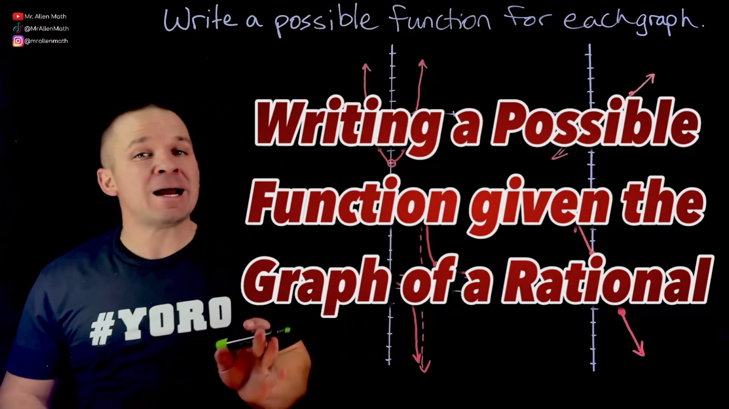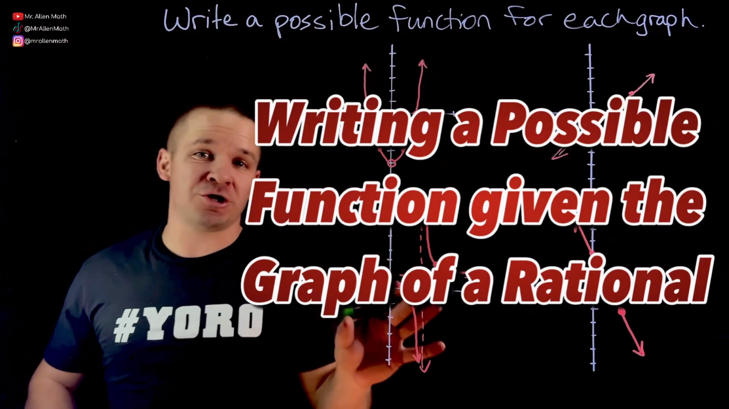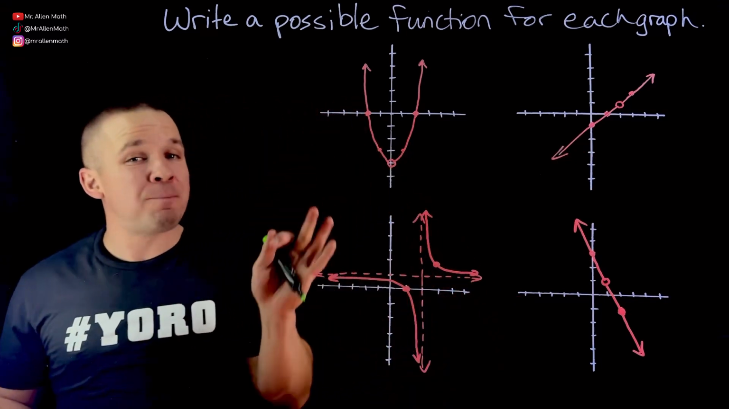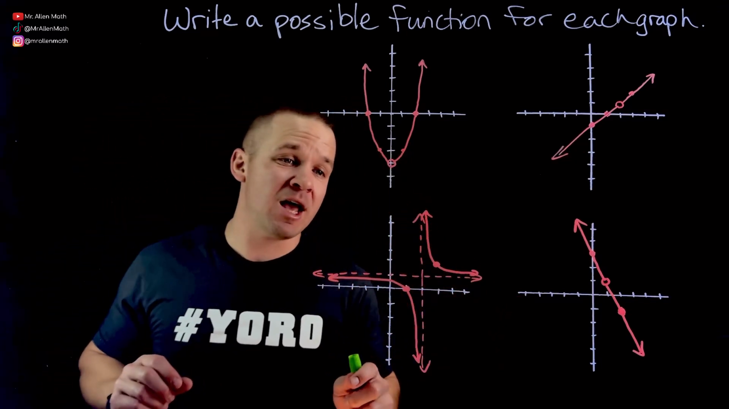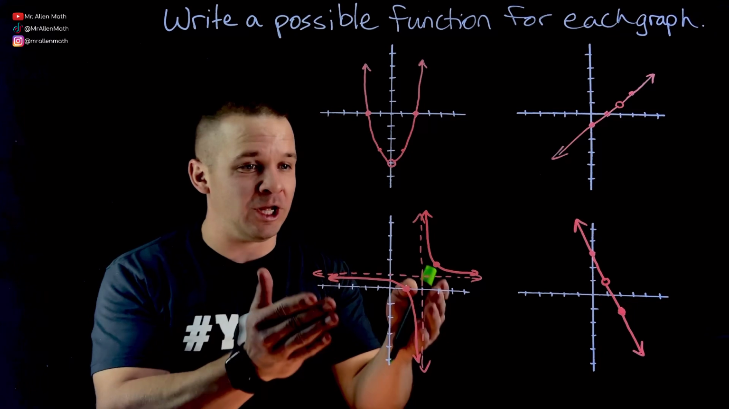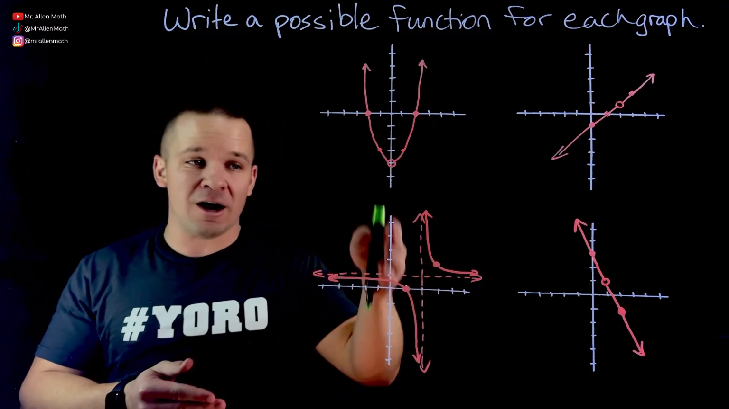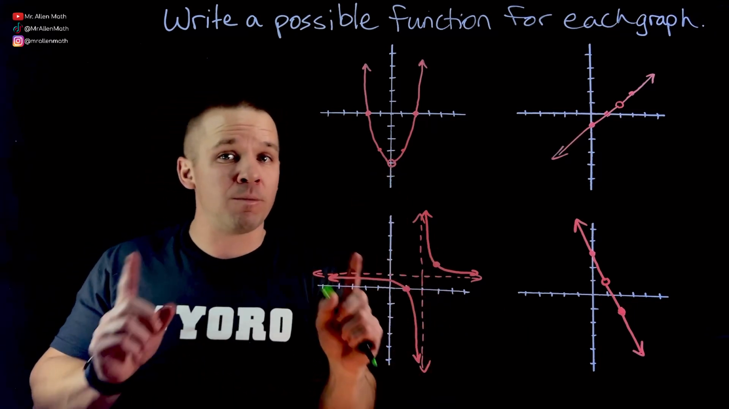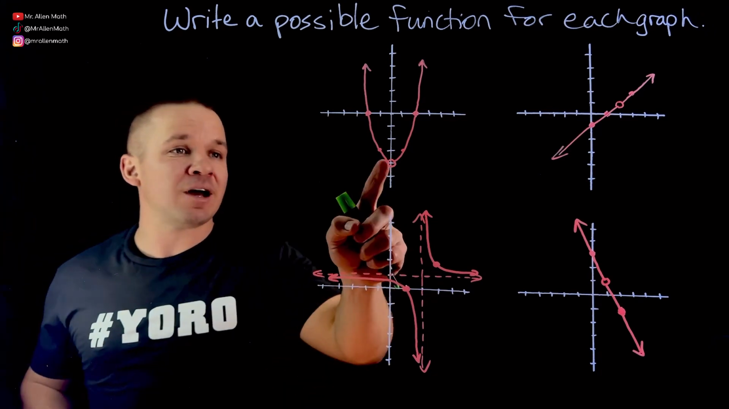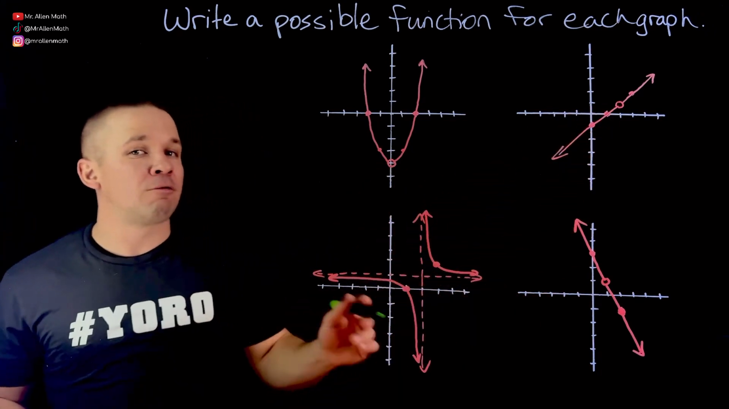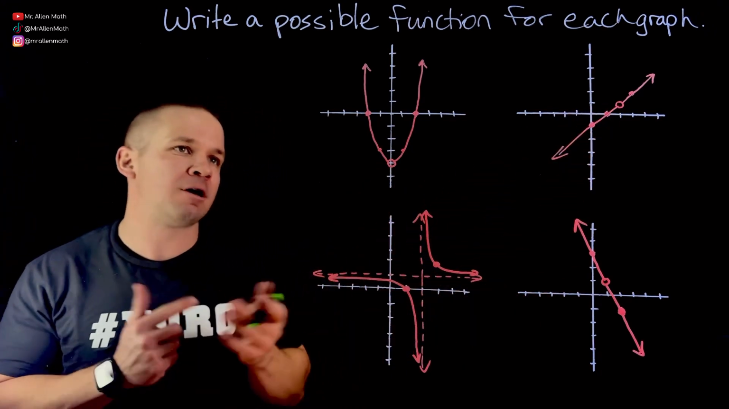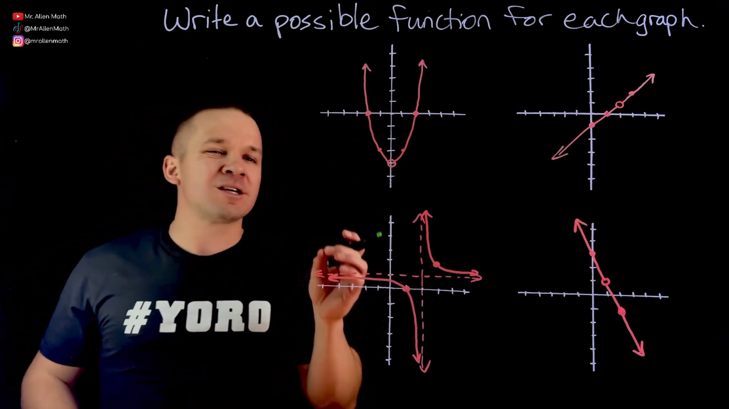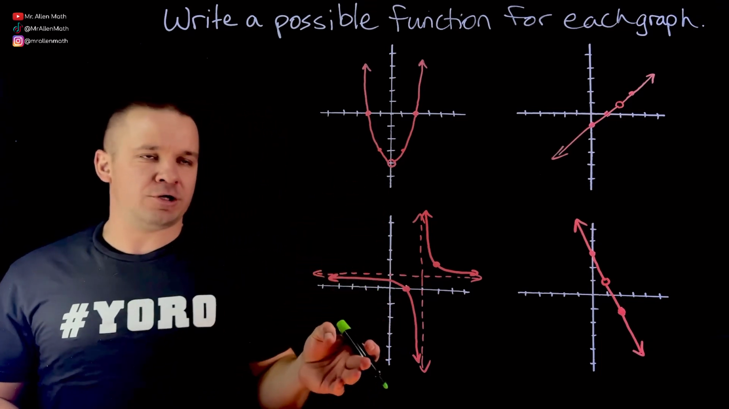Mr. Allen here, and it might not look like it, but I'm here with some rational functions, and we're going to try to write a possible function to match each one of these graphs. Now, at first glance, this is the only one that really looks like a rational function to me. We've got a vertical asymptote, a horizontal asymptote, but if you look closely, I've got holes on the other three graphs. Rational functions have holes.